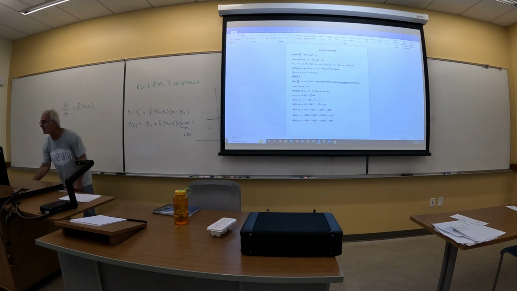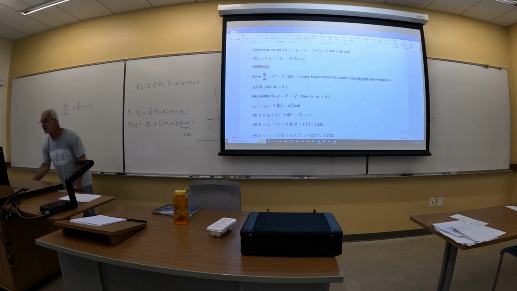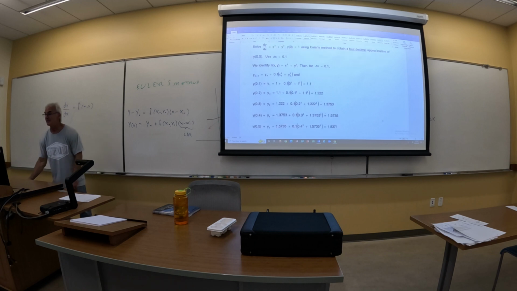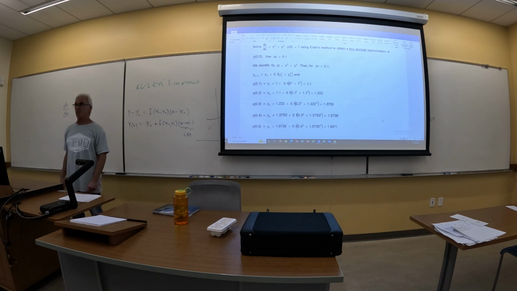So now, here's the problem that I want to do. So here's my f of x, y: x squared plus y squared. I'm telling you 0, 1 is on the curve, and I want to find the y value when x is 0.5. And we're going to do it with iterations of 0.1 at a time. So that means I'm going to do 5 things. This is kind of a typical problem.